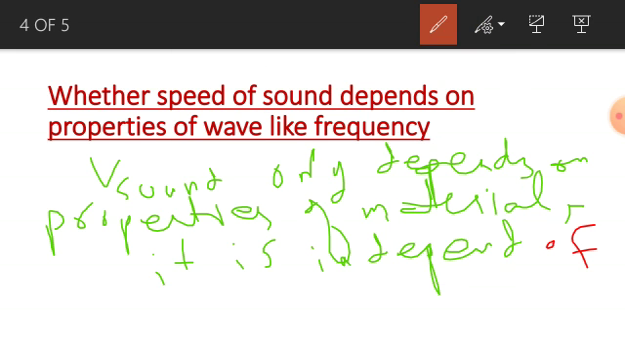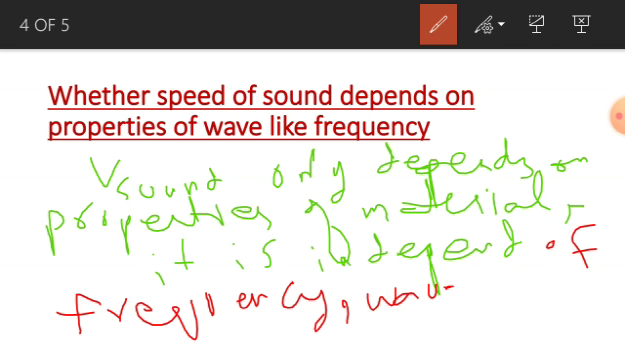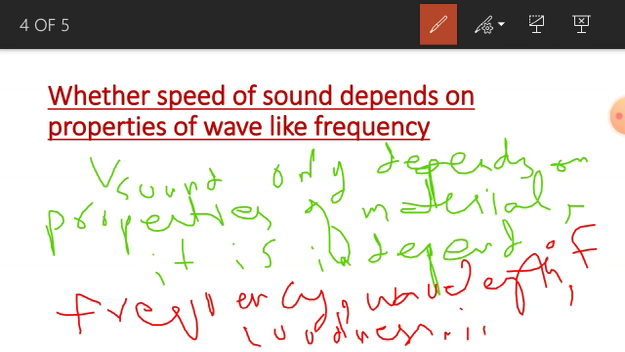It is independent of frequency. frequency पे डिपेंड नहीं करती है. It is independent of wavelength. wavelength पे नहीं डिपेंड करती है. It is independent of loudness. It is independent of intensity. It is independent of pitch. So speed of sound is independent of the properties of the wave. Speed of sound only depends upon the properties of material like elasticity and density.